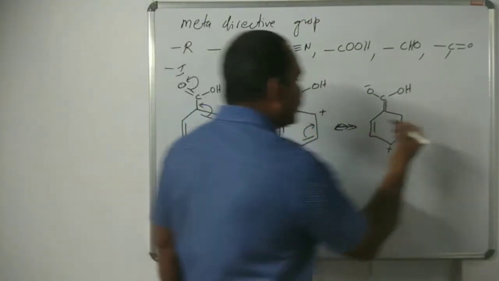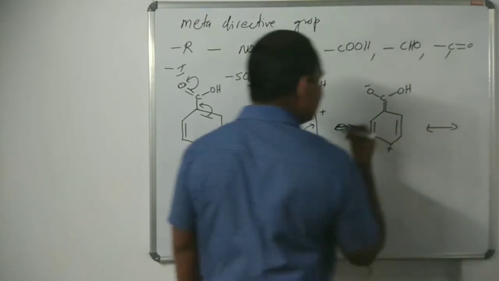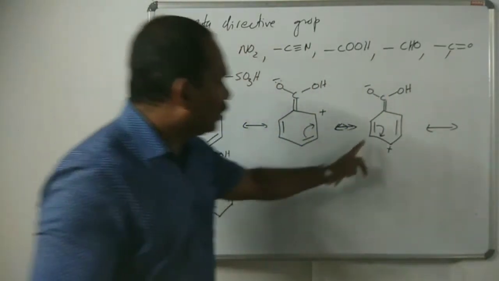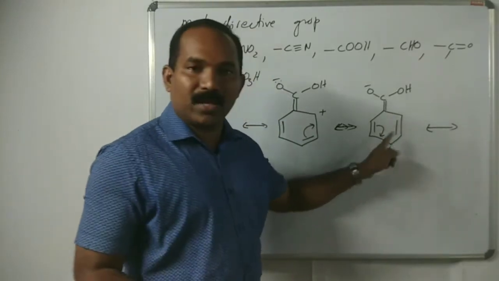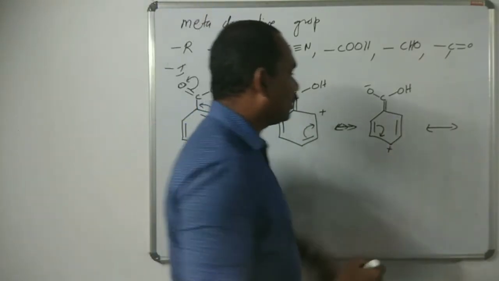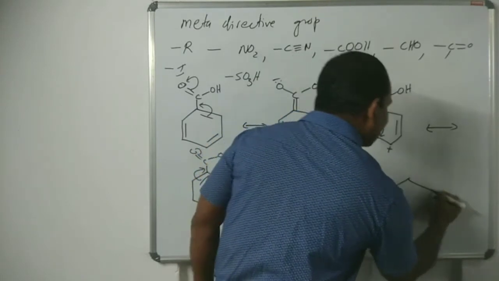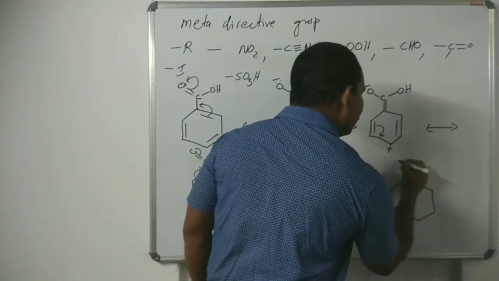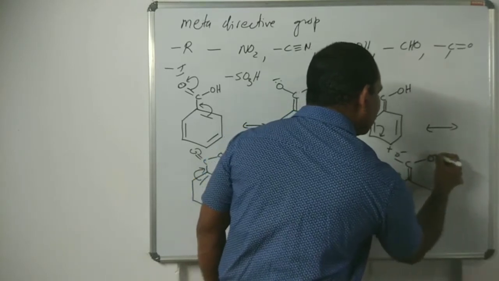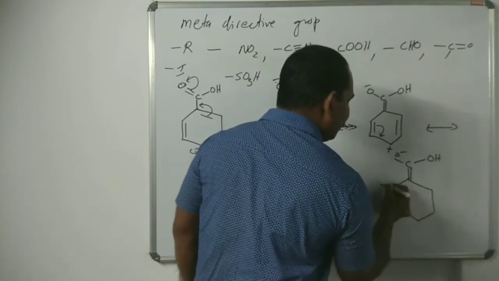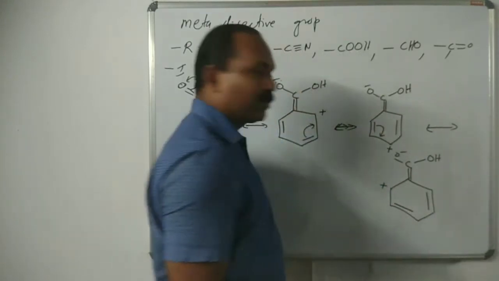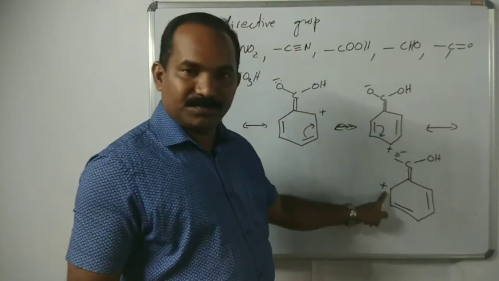And it has another resonance structure where this electron comes in between these two carbon atoms, and the structure of that molecule is O minus OH. So the positive charge comes at the ortho position again.